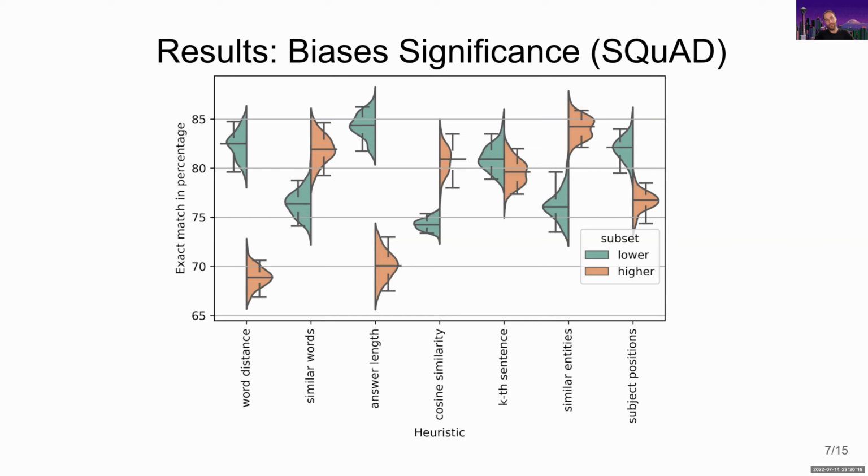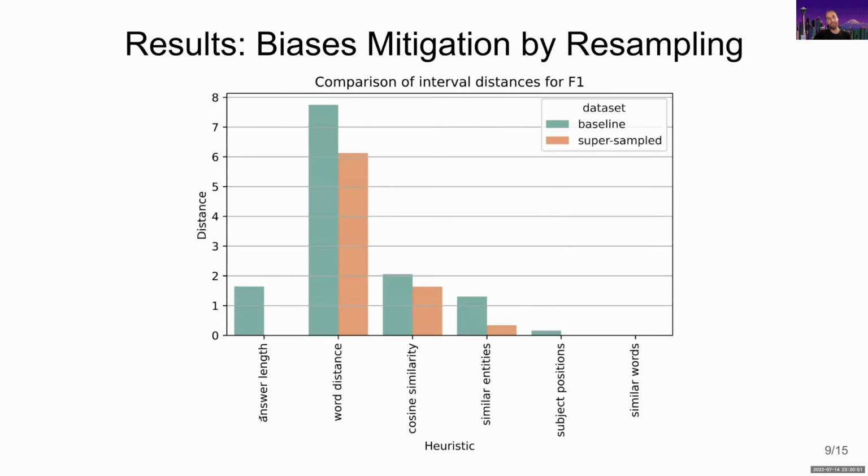Bar ticks denote the ranges of 90% confidence intervals, and the bias significance mentioned on the previous slide can be visualized in this plot. We see that 6 out of 7 investigated biases differ the model performance significantly, all except the KATE sentence, reflecting the rank of the answering sentence in the context. The most significant biases on SQuAD are related to answer length or to word distances.